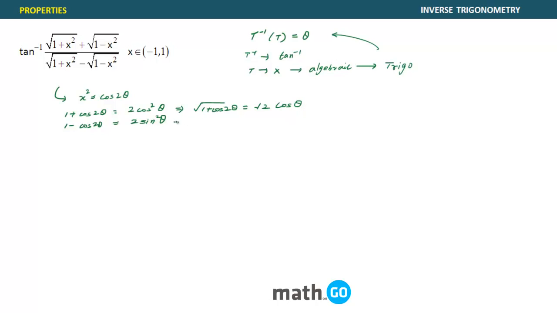Okay, then by similar logic, this 1 minus cos 2 theta will become root 2 sine theta, right? Now you have 1 in the numerator that is being added, so this becomes cos theta plus sine theta, and root 2 can be taken common. Root 2 in the denominator also you have the same stuff, that is cos theta but with a negative sign, minus sine theta, then root 2, and outside this you have tan inverse, right?